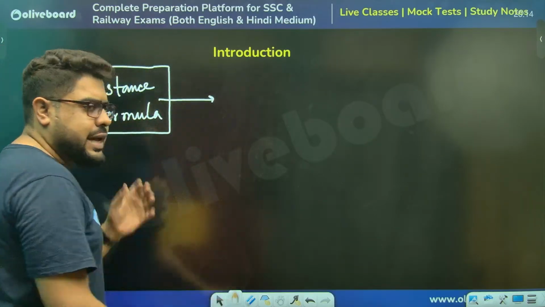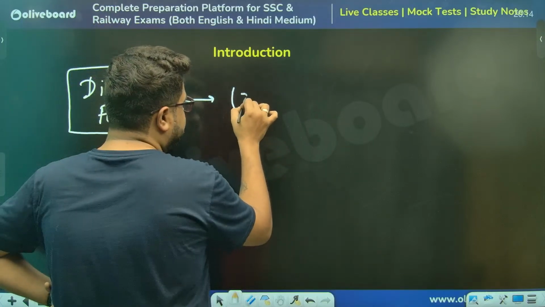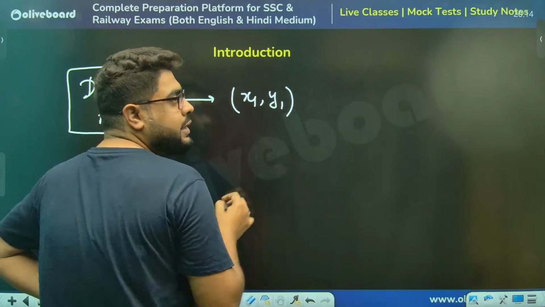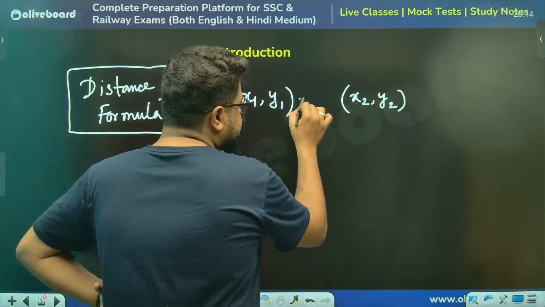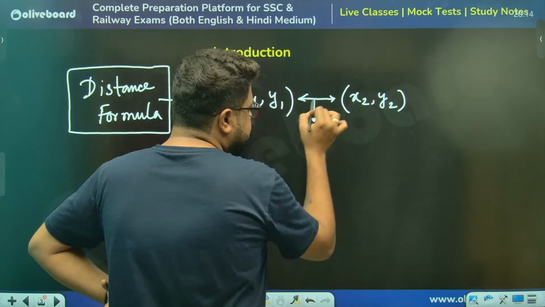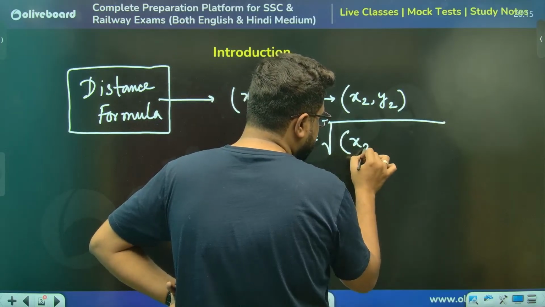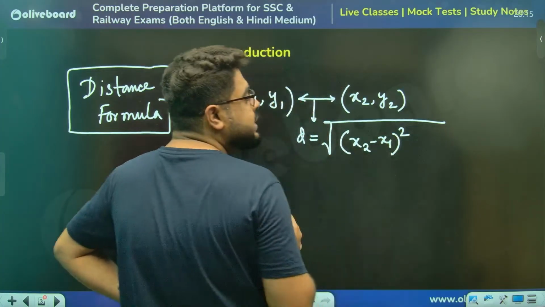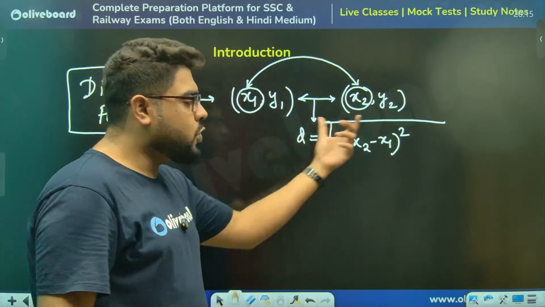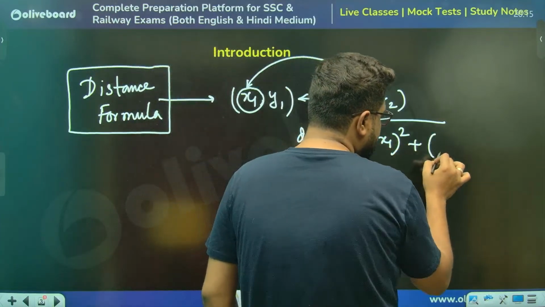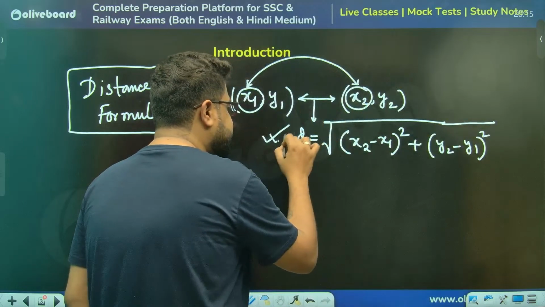Though in the foundation batches, I have done all these things, the derivation also. So just understand, if there is a point x1 comma y1, and another point with coordinates x2 comma y2, the distance between them, d, can be written using this formula: x2 minus x1 whole square, meaning the difference between the x coordinates (the abscissas) whole square, plus y2 minus y1 whole square. This is how we can figure out the distance between them.